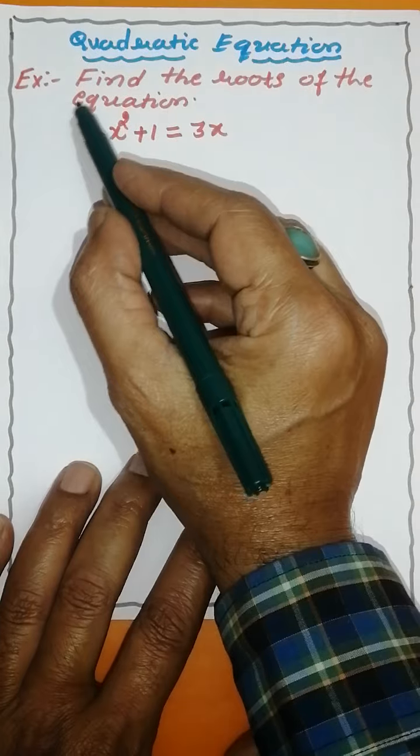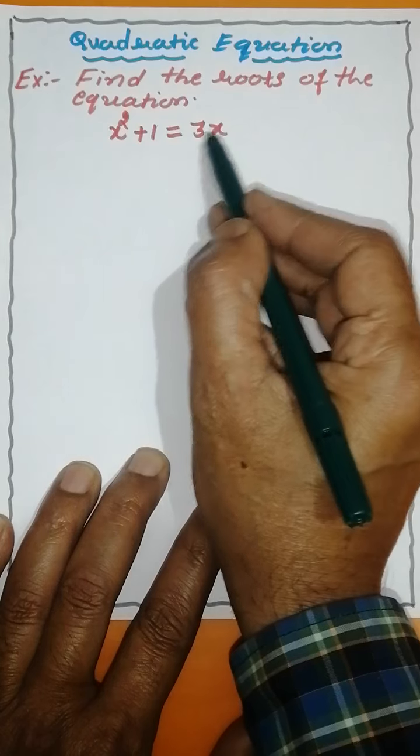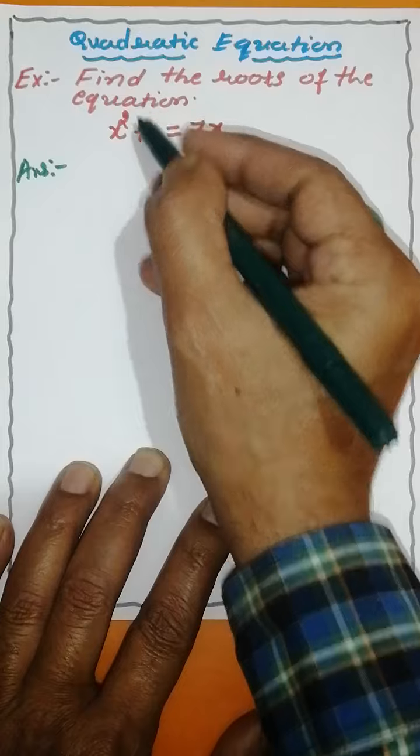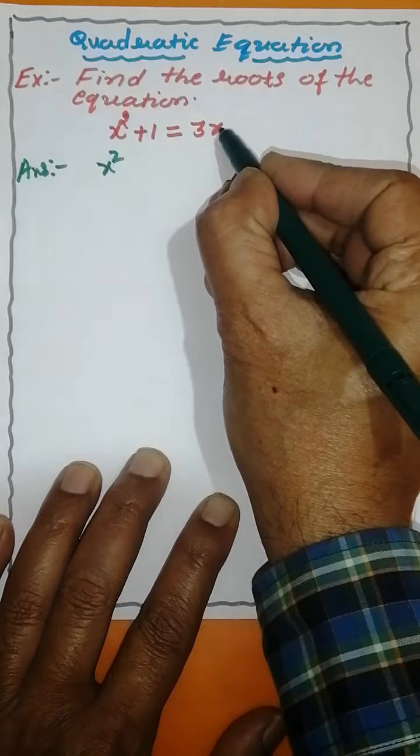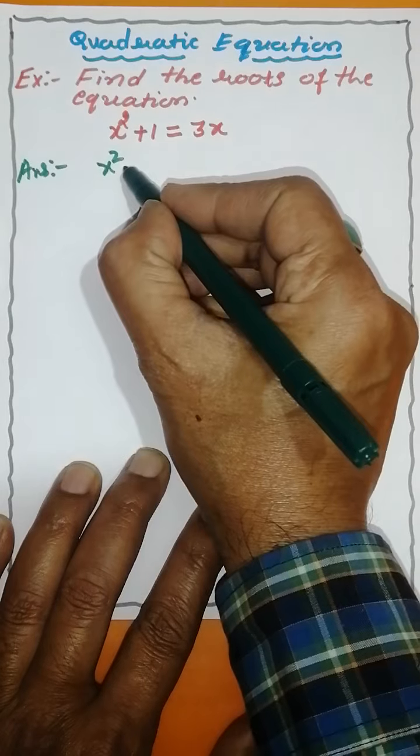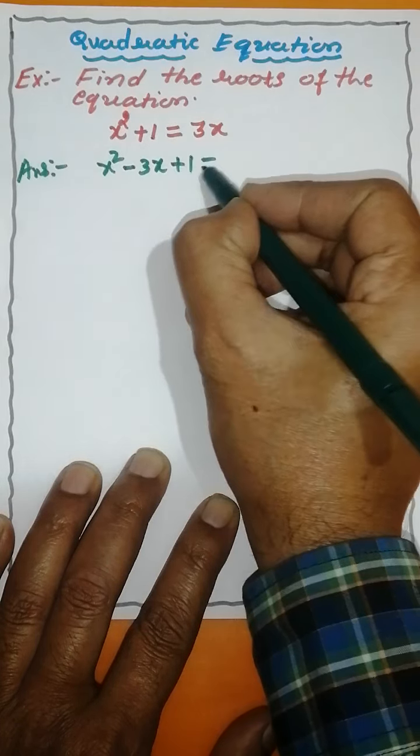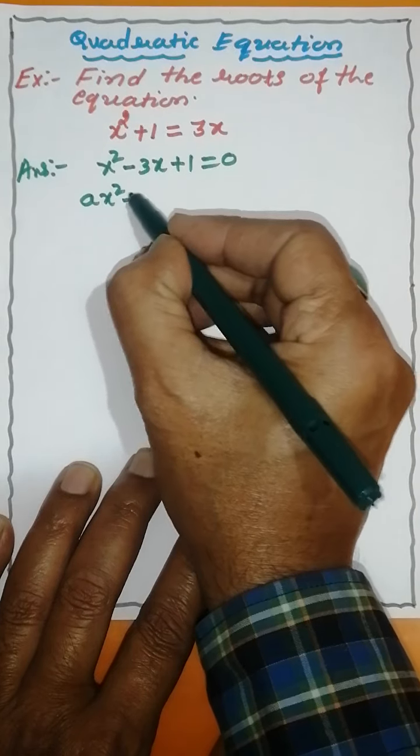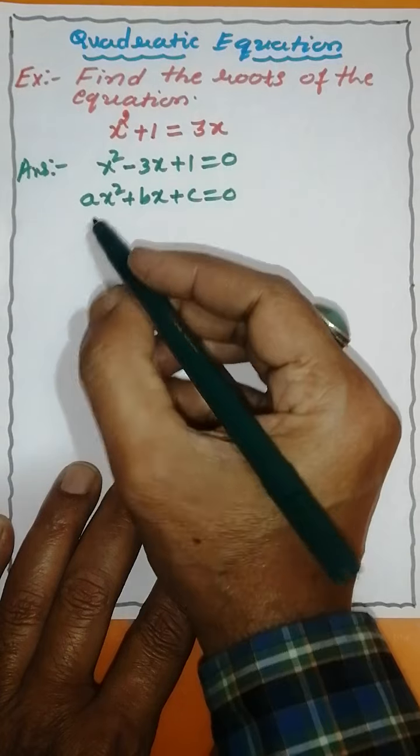Quadratic equation. Example: find the roots of the equation x² + 1 = 3x. Answer: make it in the form of a quadratic equation. x² plus 3x, take the left side, becomes x² − 3x + 1 = 0. Now compare with the quadratic equation ax² + bx + c = 0.